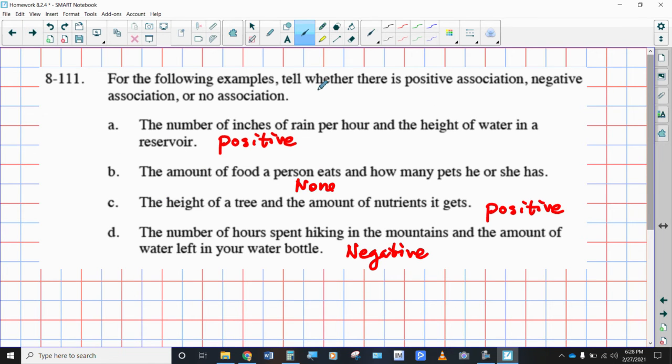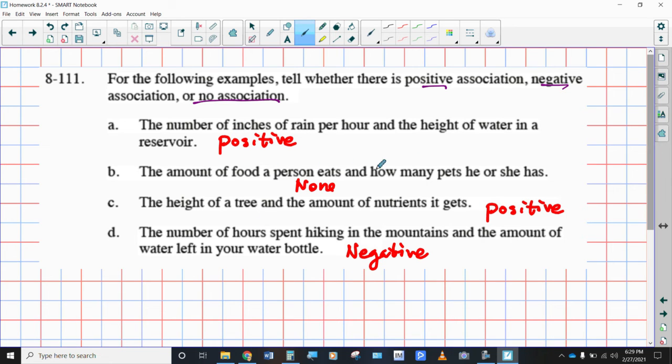All right, for each of the following examples, tell whether there's a positive, a negative, or no association between the variables. The number of inches of rain per hour and the height. Oh, we've already done all this, haven't we? Well, we've done that one. If it rains more, you're going to have more water in the reservoir. So that's positive. Both are increasing, the amount of rain and water level in the reservoir.